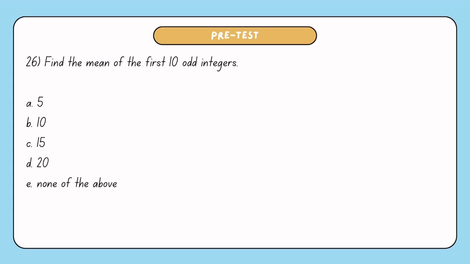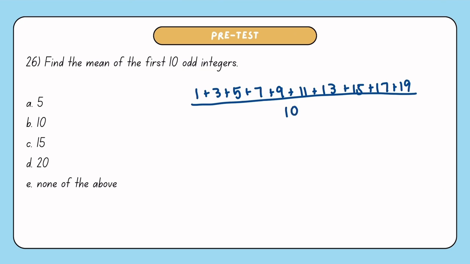Number 26. Find the mean of the first 10 odd integers. So, una natin gagawin ay ililist down yung first 10 odd integers. So, we have 1 plus 3 plus 5 plus 7 plus 9 plus 11 plus 13 plus 15 plus 17 plus 19 divided by 10 to get the mean. So, when we add this, we get 100 over 10, which is just 10. So the answer is letter B.